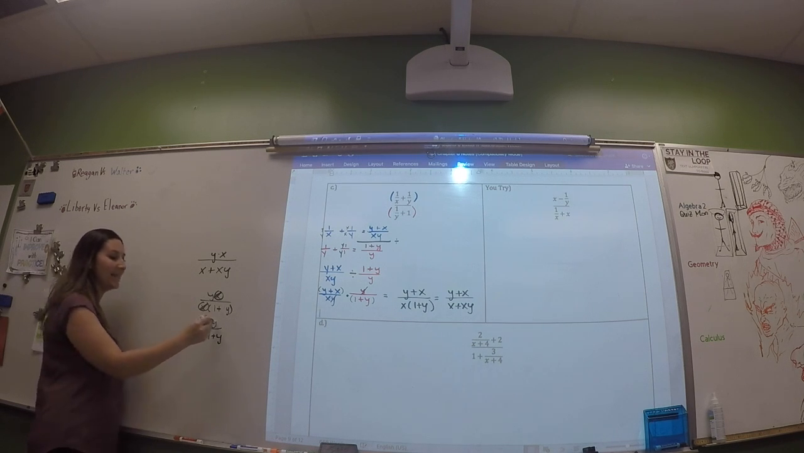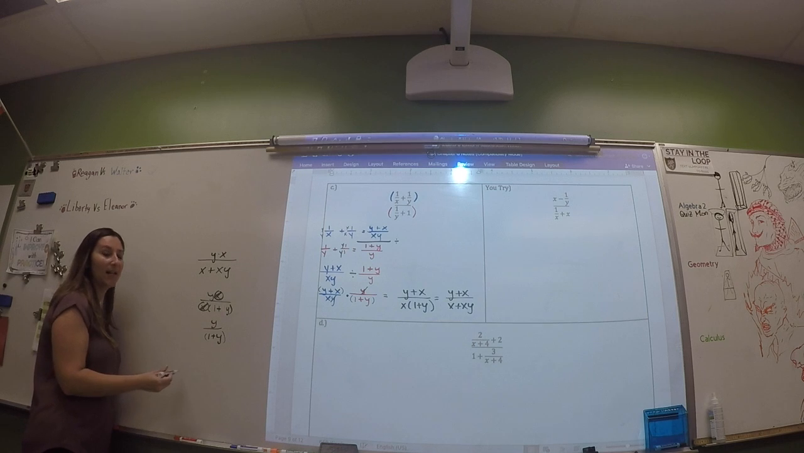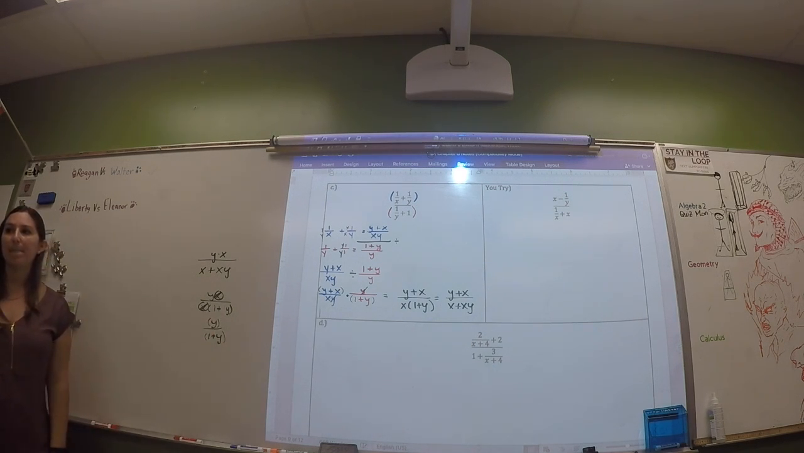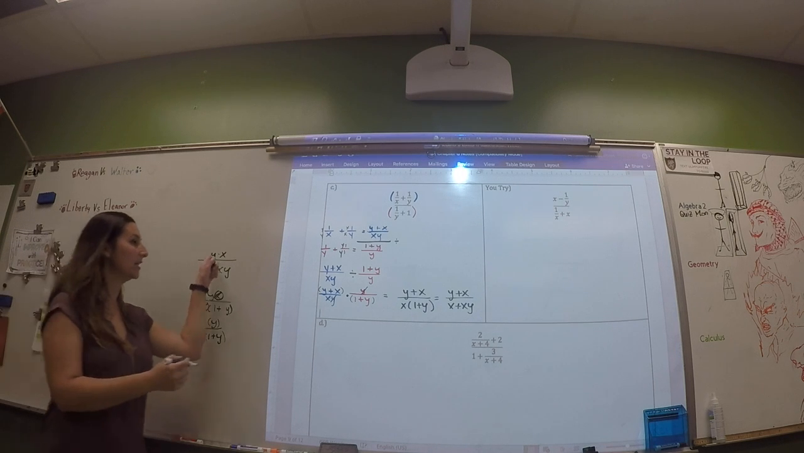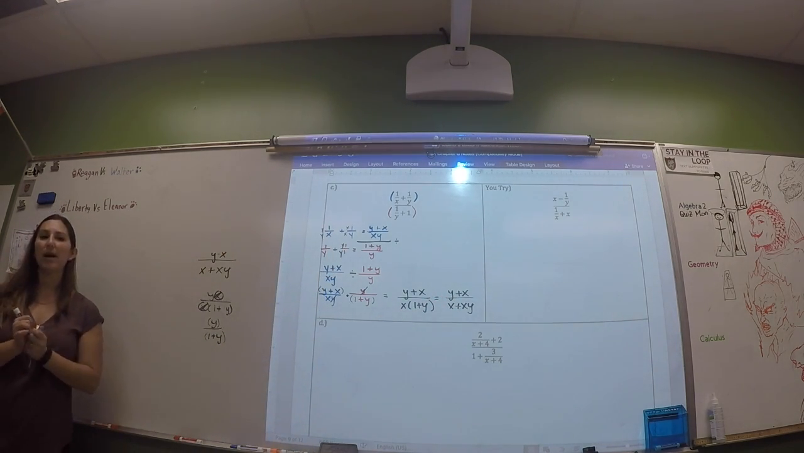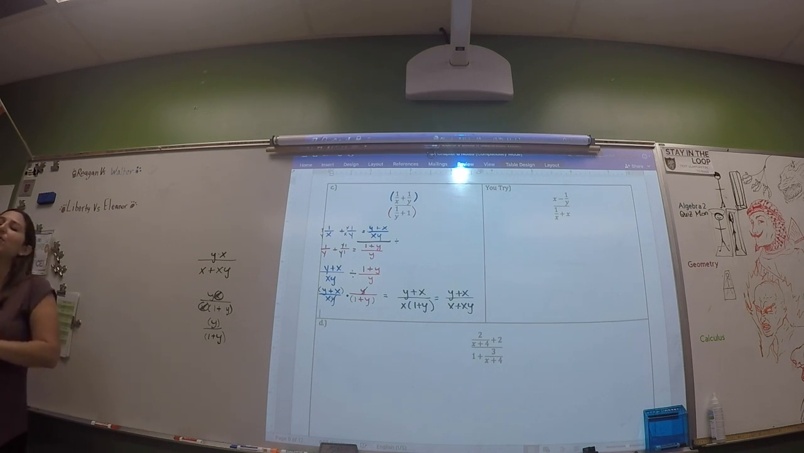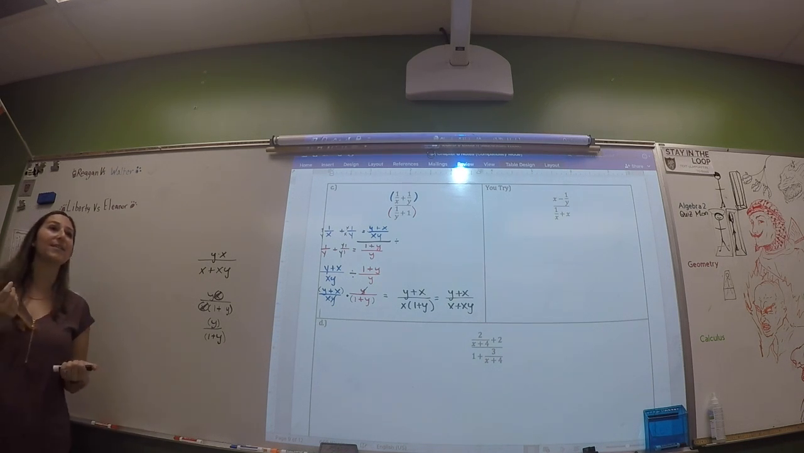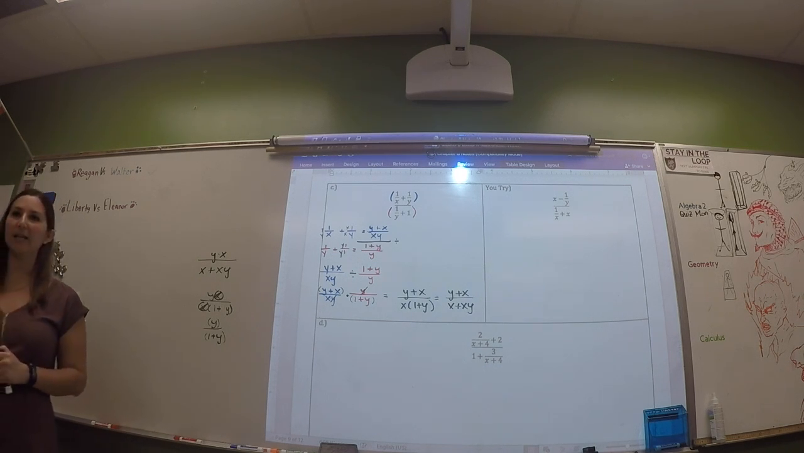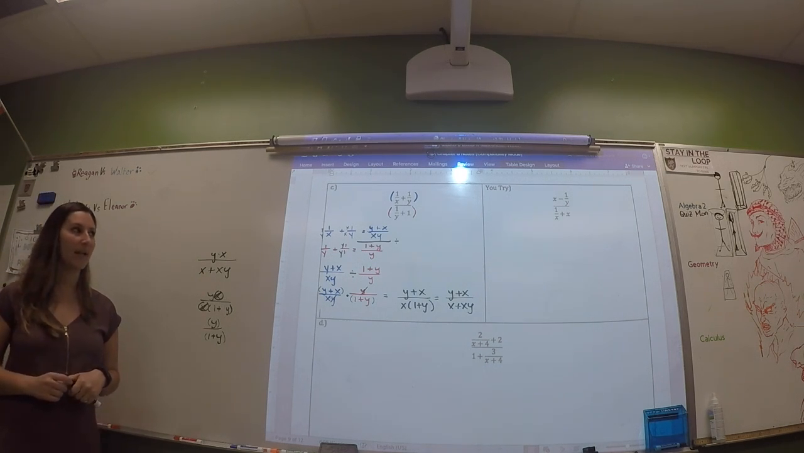And again, these would not cancel because this is not a factor. This is a factor, and this is a factor, in that situation. It's different from that one because here it's multiply, here it's plus. So again, you can only cancel factors. Factors are things that are multiplied by other things. If it's not multiplication, then you can't cancel it.